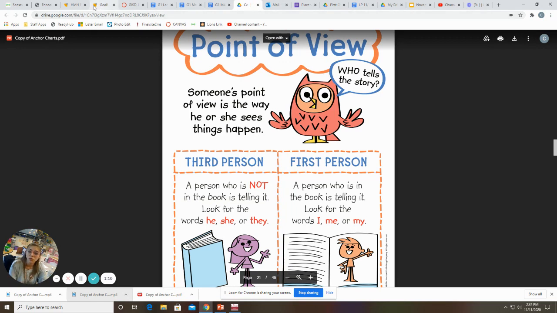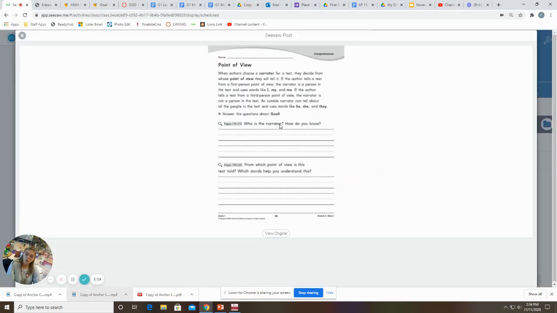First, good. So now we're going to go to Seesaw and we're going to answer some questions about point of view. So when an author chooses a narrator for a text, they decide from whose point of view they will tell it. If the author tells a text from a first person point of view, the narrator is the person in the story telling the story. They use I, me, and mine. If the author tells a text from a third person view, the narrator is not someone in the story, and they're going to use words like he, she, or they.